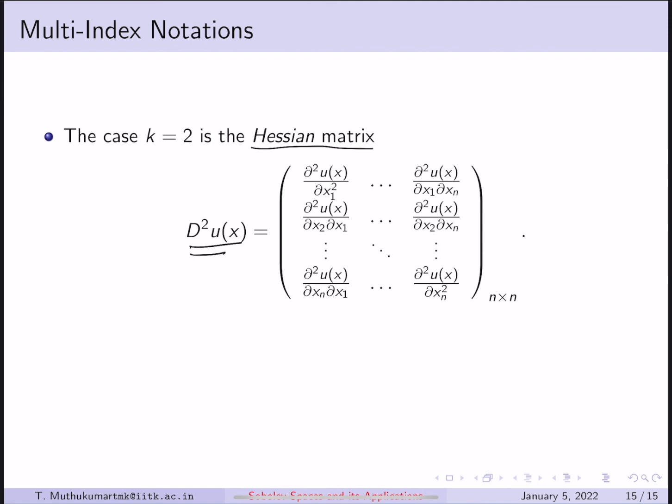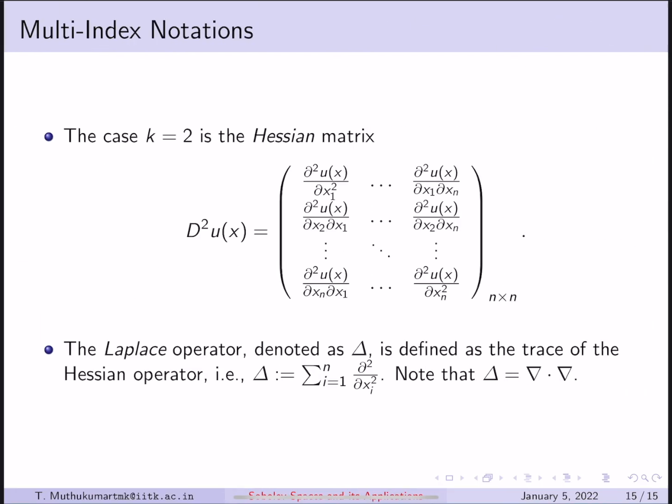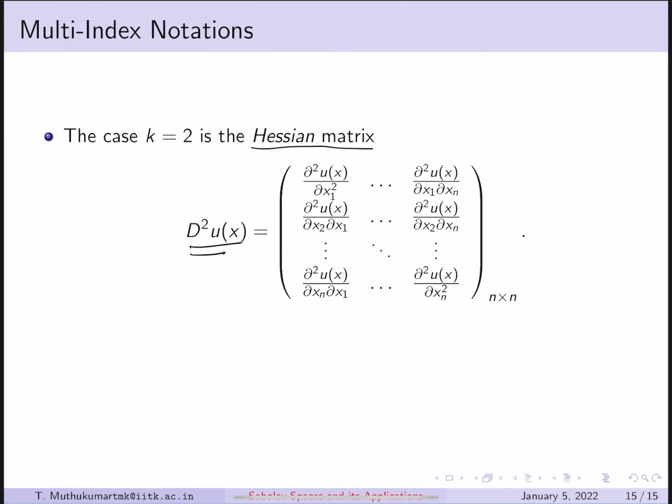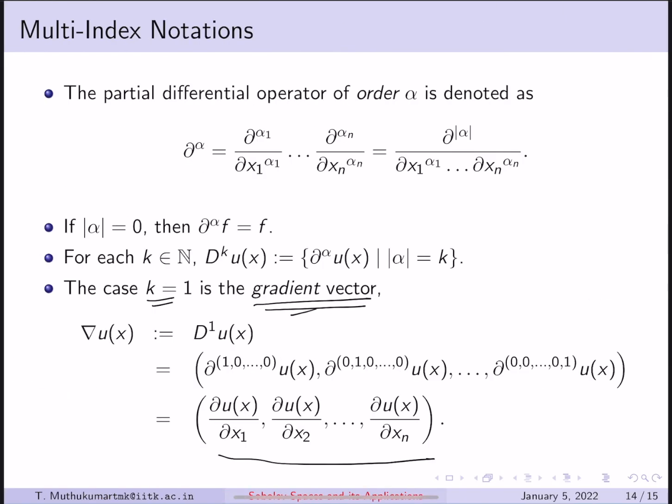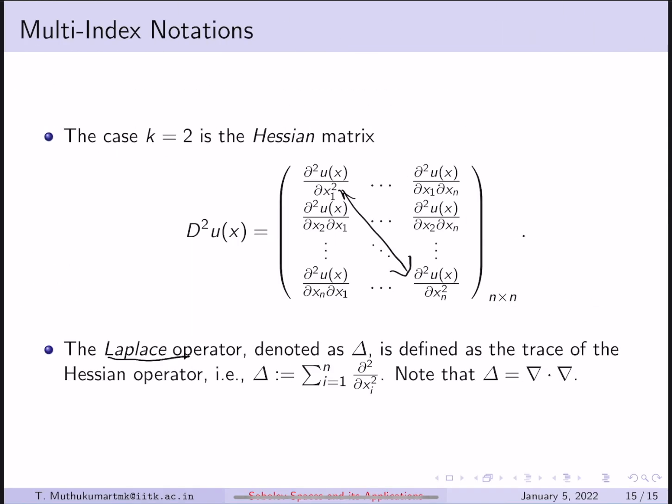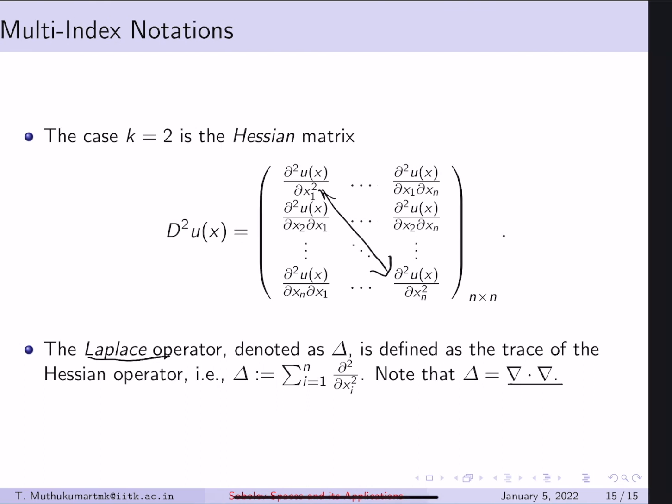Now that we are here, you already know that the Laplace operator is nothing but the trace of the Hessian operator. If you sum the diagonal elements of the Hessian matrix, that's precisely the Laplace operator. In terms of the gradient operator that we introduced here, the Laplace operator is nothing but gradient dot gradient.